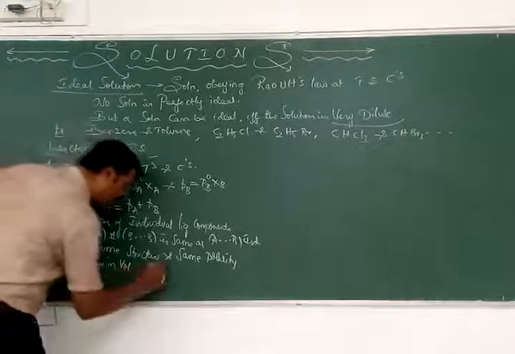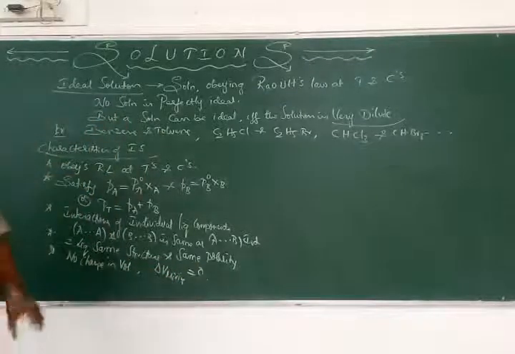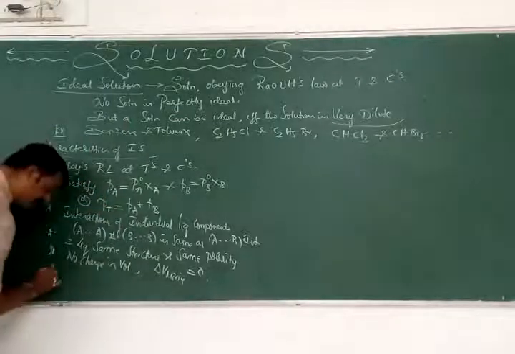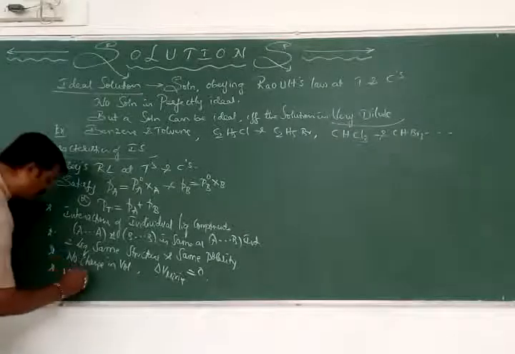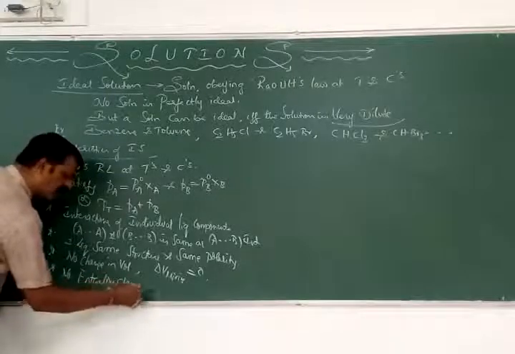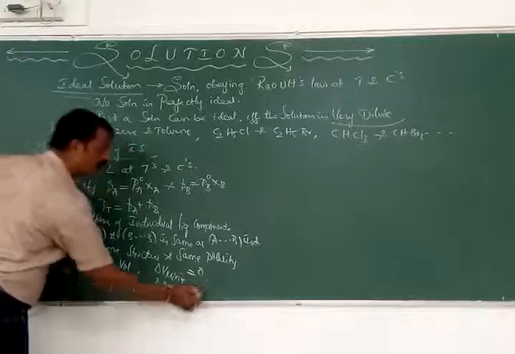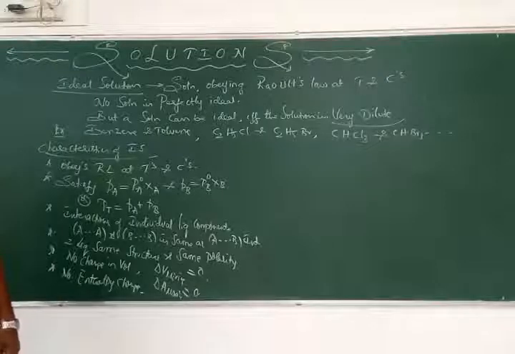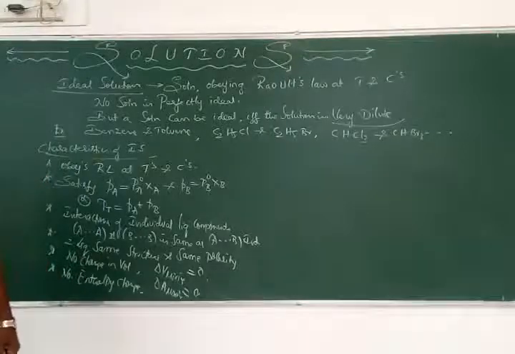Then, no change in volume before and after mixing the two liquids. Mathematically we mention that as delta V mixing is equal to 0. Means there is no change in the volume before and after mixing of the two liquids. And finally, no enthalpy change during the dissolution of one liquid in another liquid, that is, delta H of mixing is also equal to 0. If that be the case, this is an ideal solution. Okay, I have already explained this briefly in the previous video.